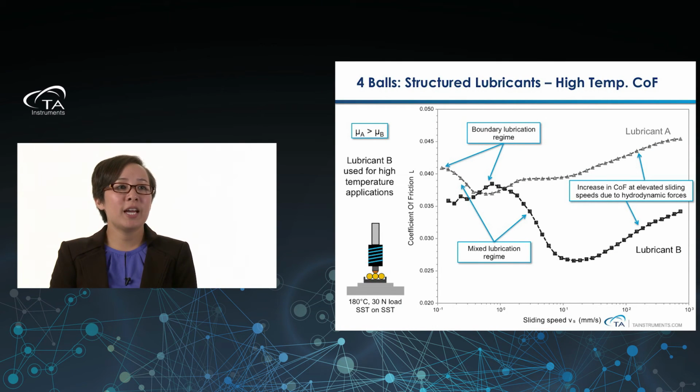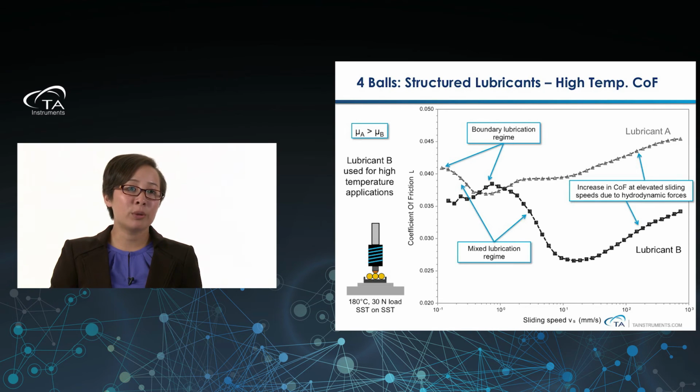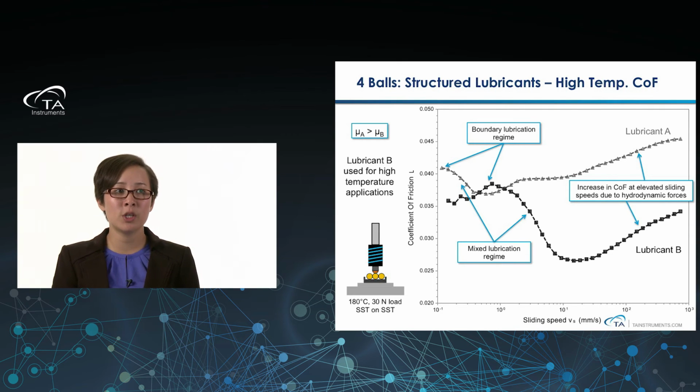So in this specific case, if we go back to our data, now we're looking at lubricant A and lubricant B, and you could see here in our diagram we have very clear boundary lubrication regimes, very clear mixed lubrication regimes, and then you can see the coefficient of friction starting to increase when you hit that hydrodynamic lubrication regime. So you can see here, we have lubricant A in the light gray and lubricant B in the dark gray.